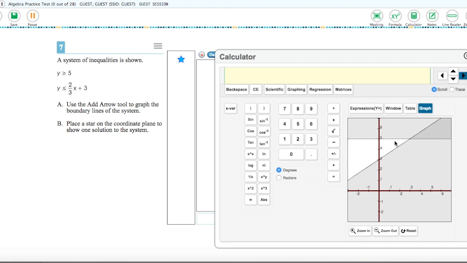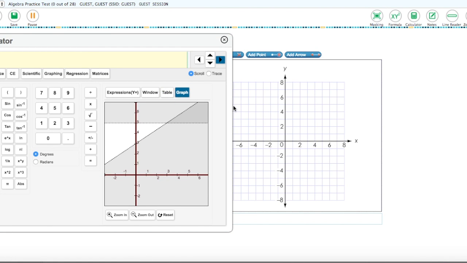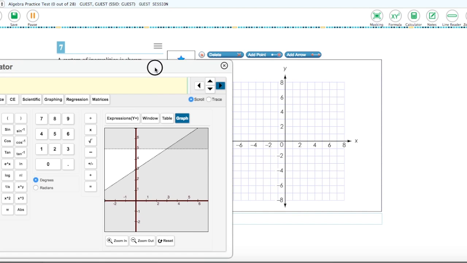As you can see, we now see where our y is greater than or equal to 5 is shaded above, and our 2/3 x plus 3 is shaded down. And this right here shows me the solution for both equations. So this is where we would place our star. So I'm going to slide my calculator over as best I can to help me with this.